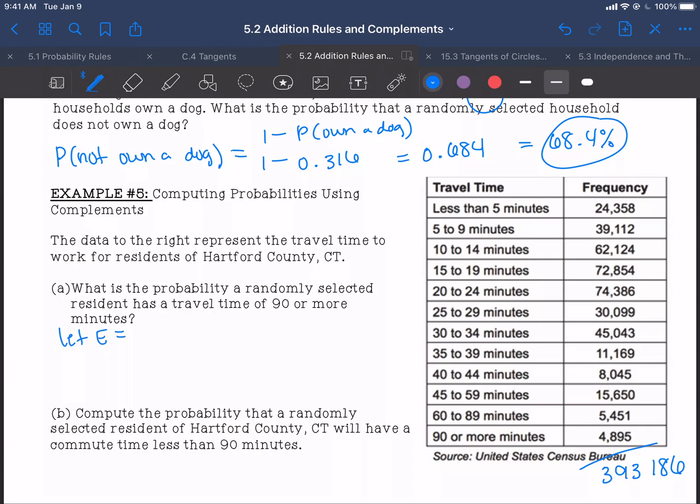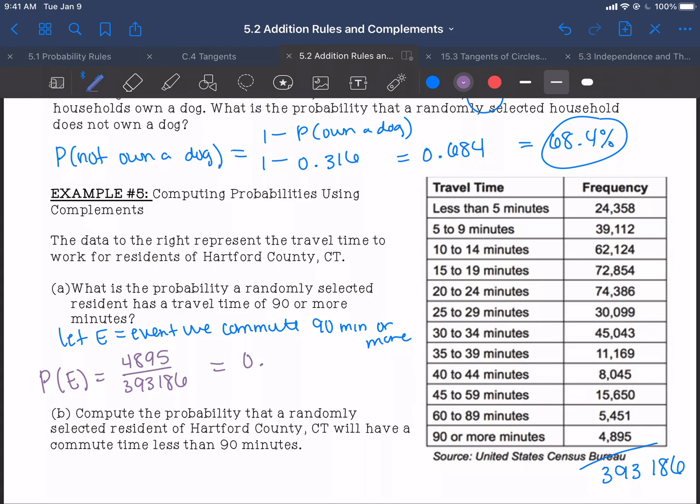So the probability, let's do this first. Let's let E be the event we commute 90 minutes or more. So the probability of E would be 4,895 divided by the 393,186. That's equal to 0.0124, which is 1.24%.